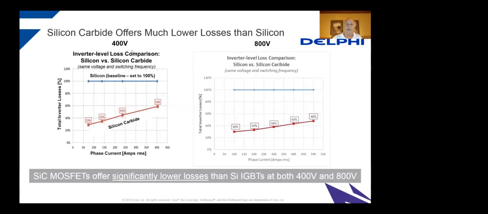Now, at 400 volts, we're comparing a 650 volt silicon carbide versus a 650 volt IGBT. At full load, you can see the advantage is not quite as big at a 400 volt bus, but it's still a 40% reduction over the IGBTs. But again, the car spends most of the time at low load. And here, again, we're seeing about a 65% reduction in switching losses. That has gotten a lot of people excited about what that can do for their range and their cost.